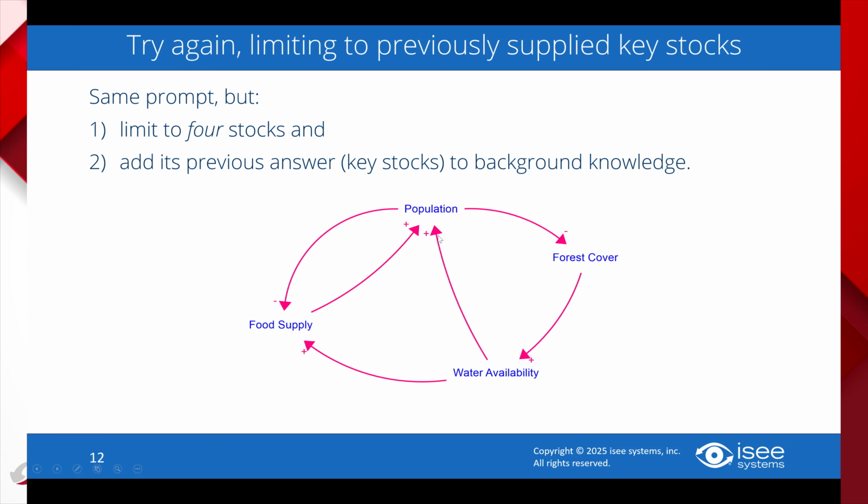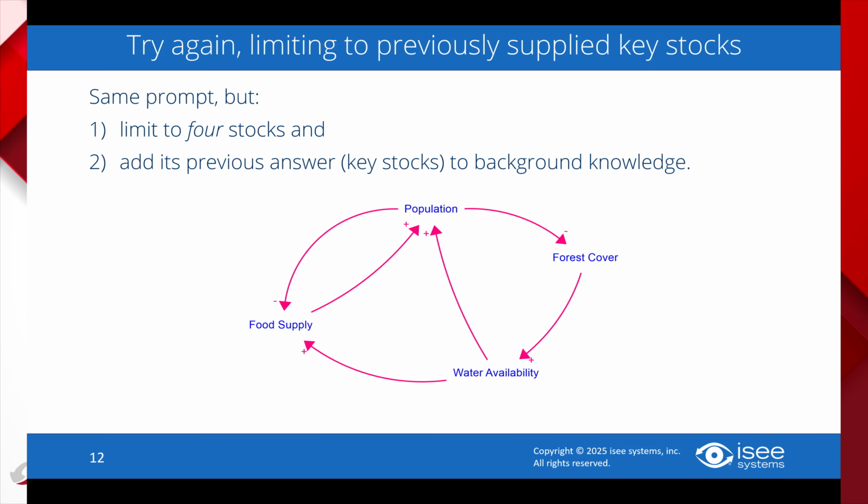It gives us a description, which I didn't include there, but it gives us a full description of what's going on. And the CLD makes sense: as population goes up, forest cover goes down, water availability goes down, food supply goes down, population goes down. And you can ask it all kinds of questions about this. You can ask it to identify the loops, which it can.